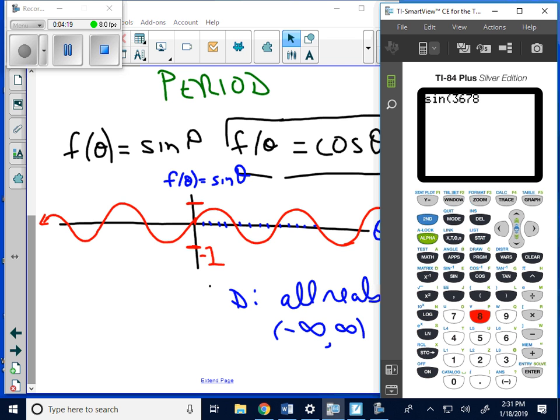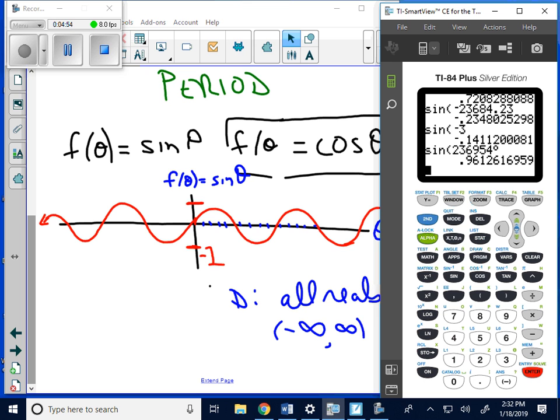I can put the sine of 303,678. I think I'm in radians here. Yeah, I am. Radians. And it comes out to that number, 0.72. I could put the sine of -23,604.23 radians, and it comes out to that number. Okay? You can put in any angle in radians. You can put any angle in degrees. It doesn't matter. If I want to do 236,954 degrees, I can do that. Actually, just put a degree symbol in, and it comes out to that.